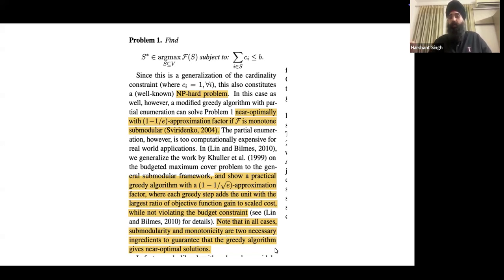And what is shown is that most of the commonly used functions are submodular, but not monotone. So the aim of the paper is to design functions that are both submodular and monotone, which can be optimized when generating summaries.